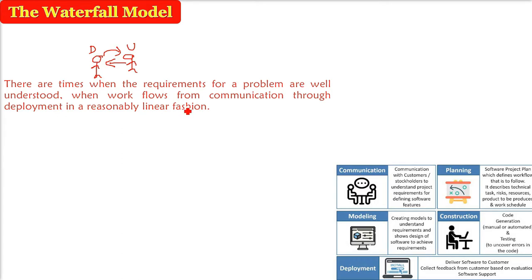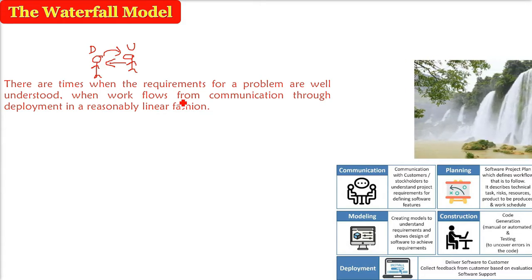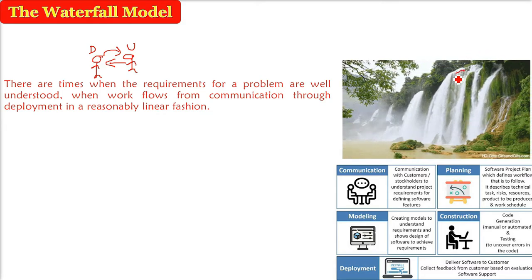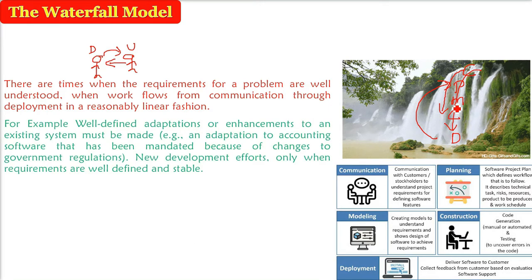So the workflow will be linear. Straight means there will be no circle, no circuit. Let me tell you again, water is always falling due to gravity from top to bottom. It will never go from bottom to top. This will never happen. Similarly, the waterfall model is saying that you have to start with communication, then planning, then modeling, construction, deployment, in a linear fashion from top to down.